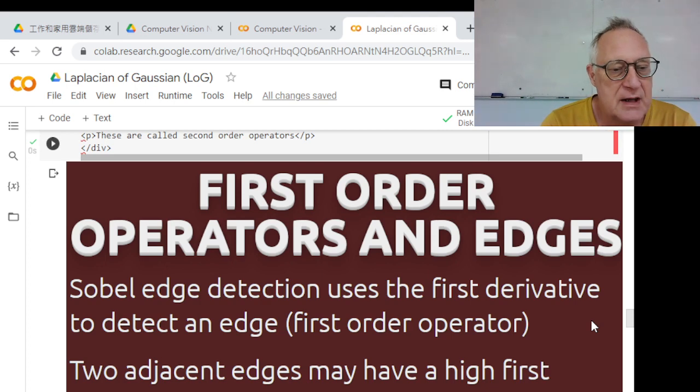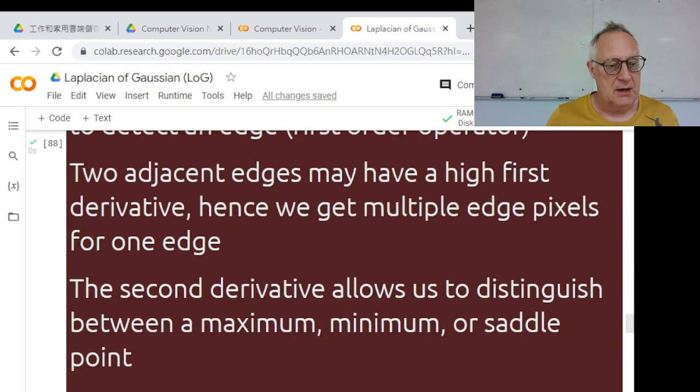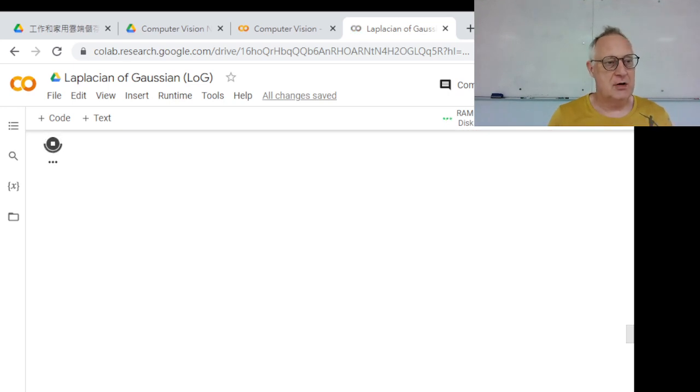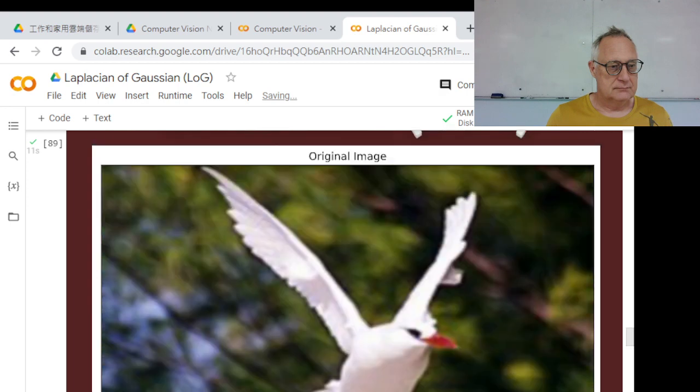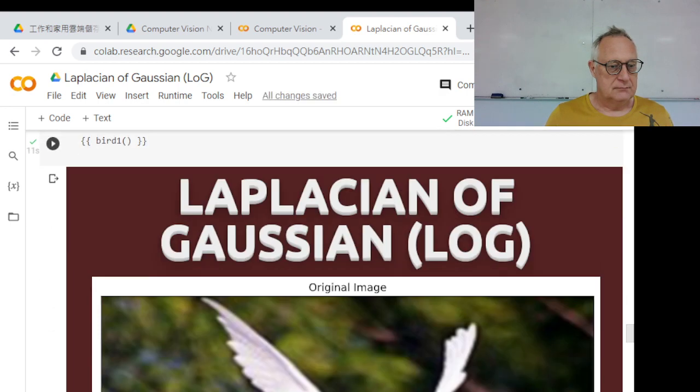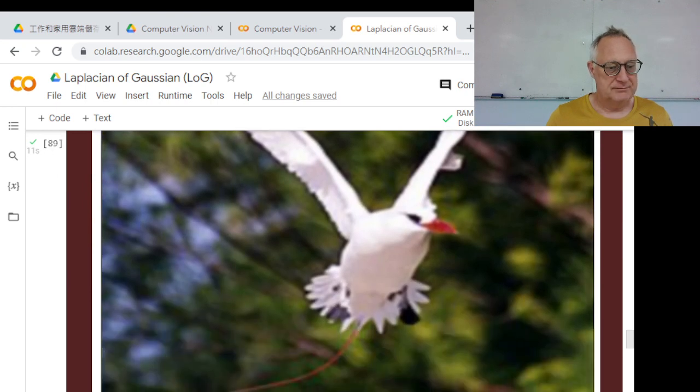So using the second derivative, we end up with second order operators. And the most famous one of those is the Laplacian of Gaussian. So here we start with our original image. And the idea is to look for a zero crossing of the Laplacian, because the second derivative tells us if the function is sort of curving to the left or curving to the right. If that switches, then we actually would have an edge.